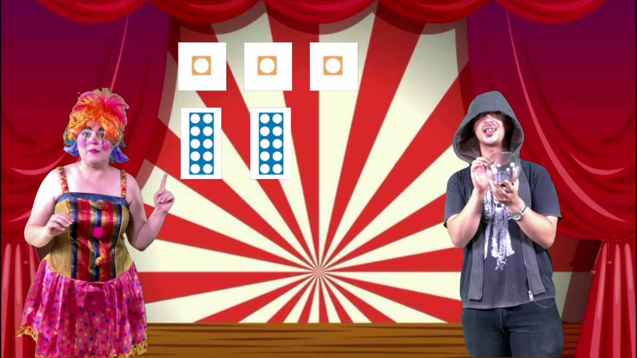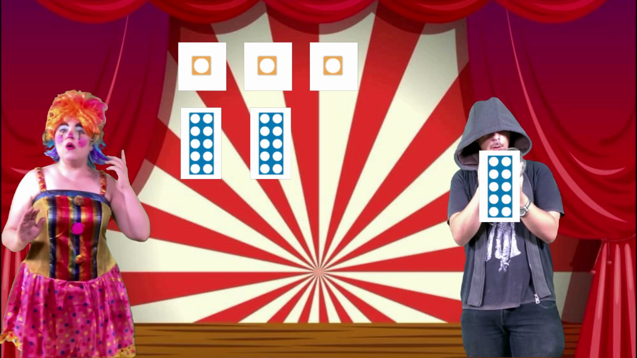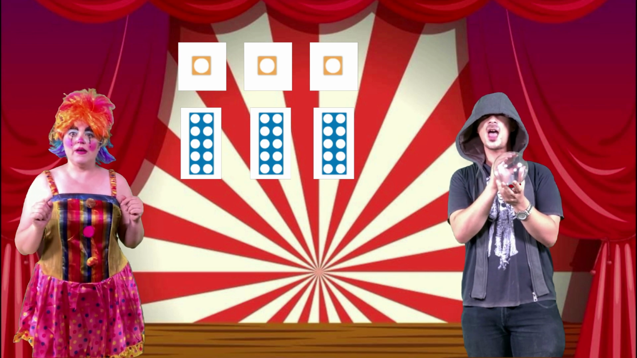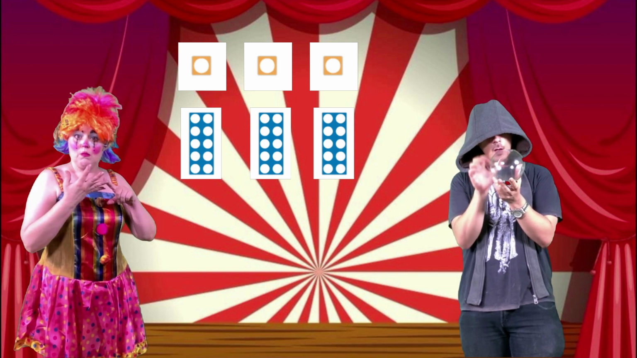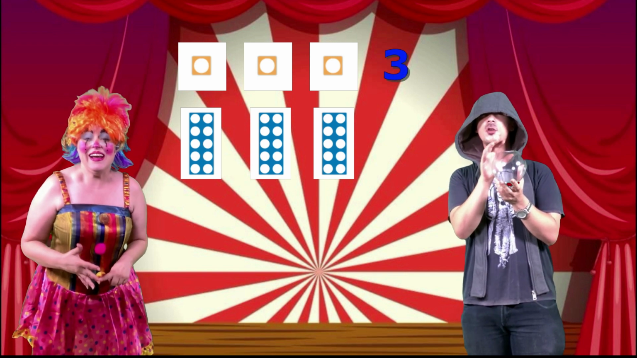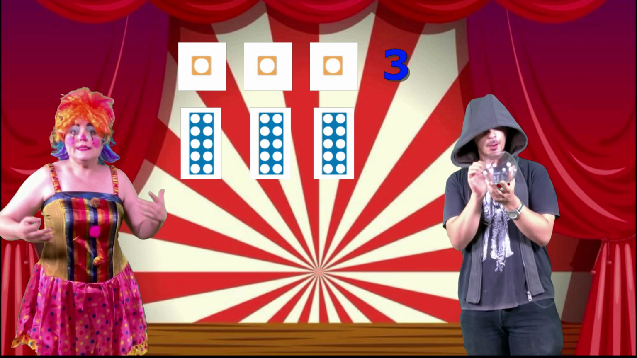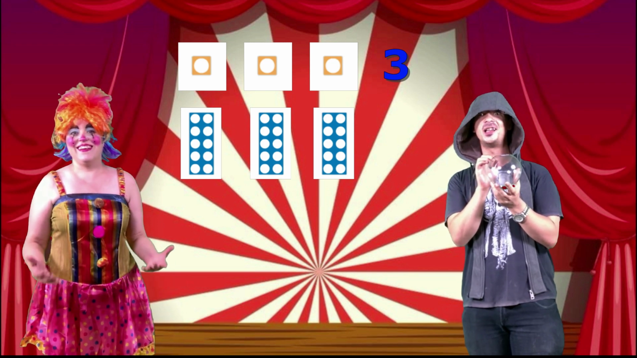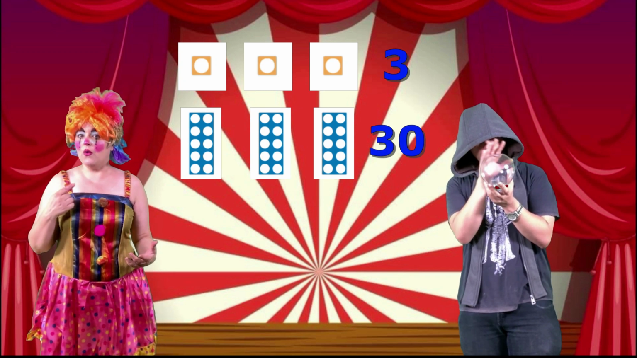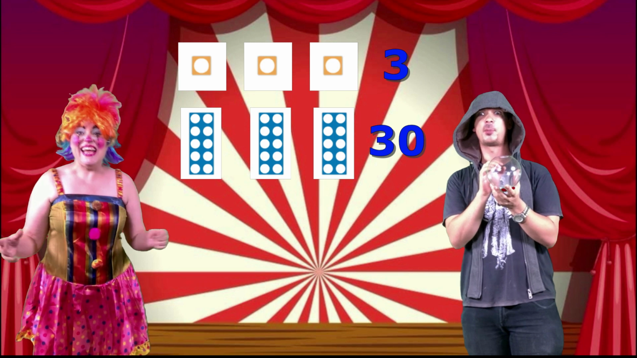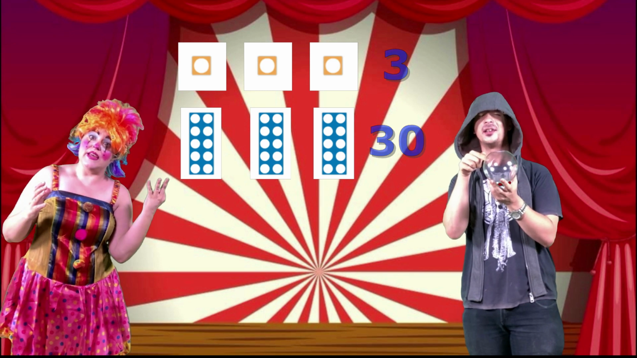Another Numicon 1 shape. And another Numicon 10 shape. So now we have 3 1 shapes. And how many holes are there in 3 1 shapes? You're right. There are 3 holes. And how many holes in 3 Numicon 10 shapes? Excellent. There are 30. So, the number 30 is 10 times bigger than the number 3.